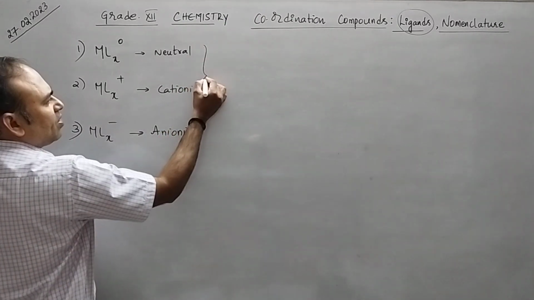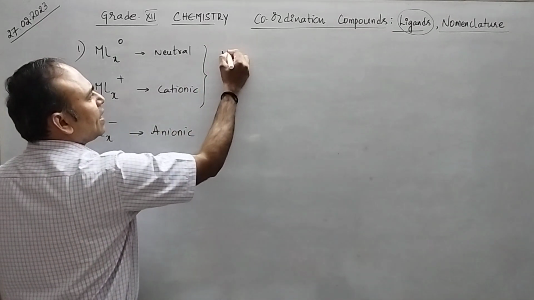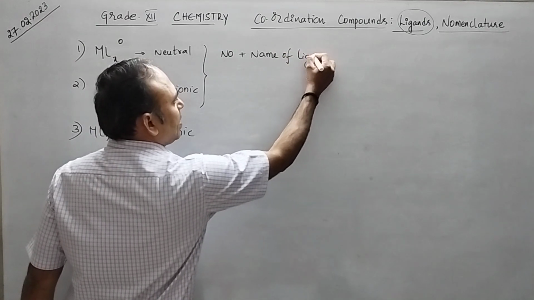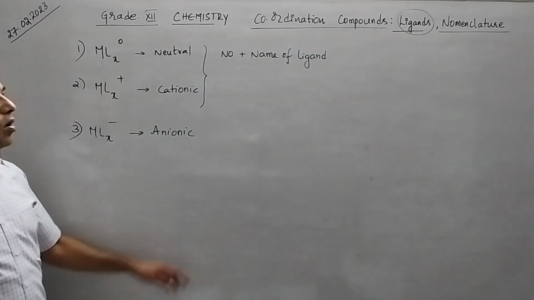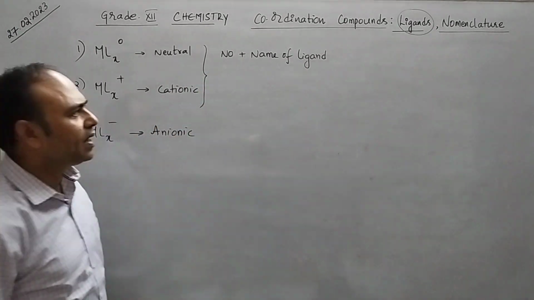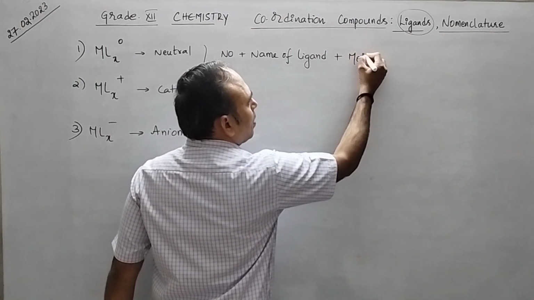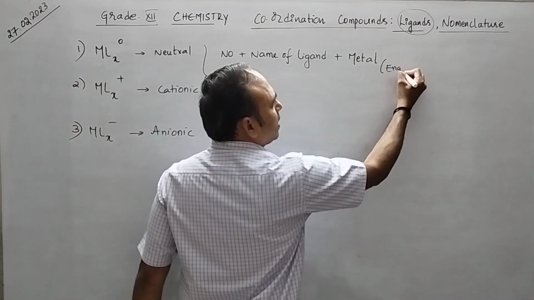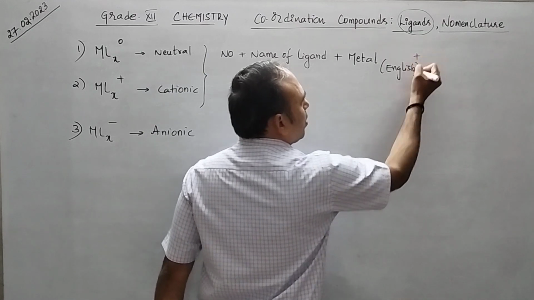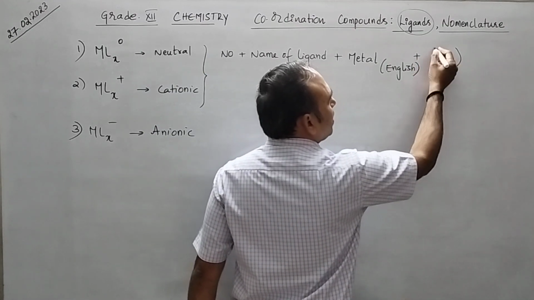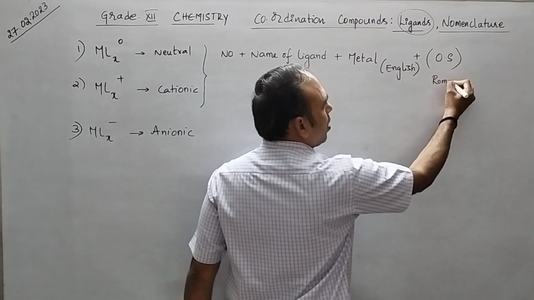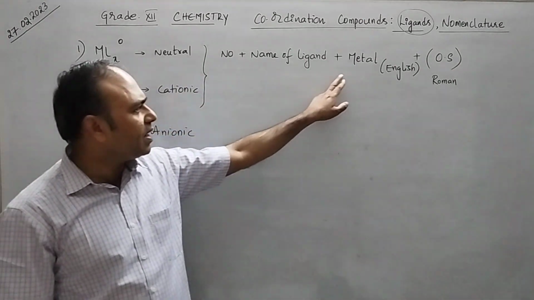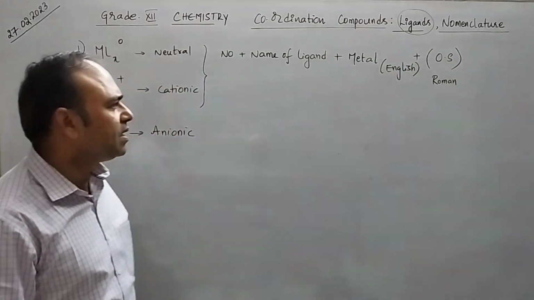Now to write the names, there is a simple formula. For these two we have similar type. What is that? We will write it as number plus name of ligand. First and foremost thing, how many ligands are there, then name of the ligand. After that, write the name of the metal. This will be written in English. To that, oxidation state is written in bracket and written in Roman form. Hope you have understood this. Number plus name of ligand, metal in English plus oxidation state in Roman number.